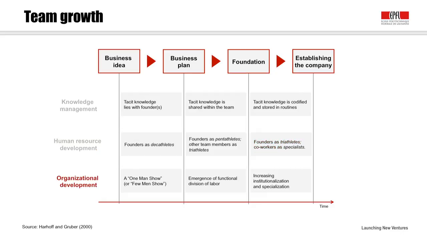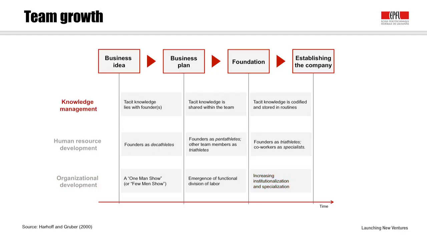And that's down here too, under the organizational development. We start out with a so-called one-man show, one-woman show. And that might turn into a few people. And then we have the functional division of labor. And then finally, we have increasing institutionalization and specialization.